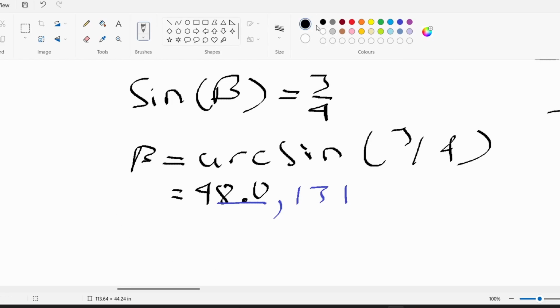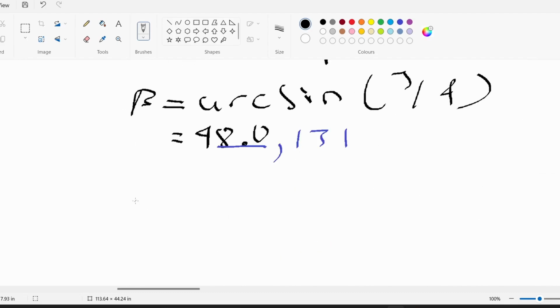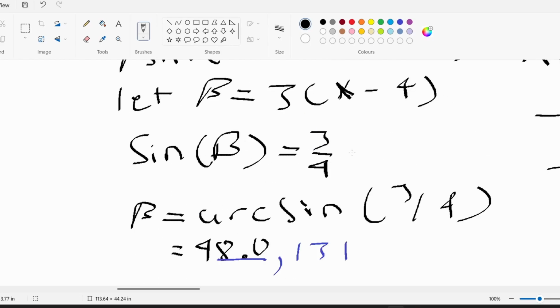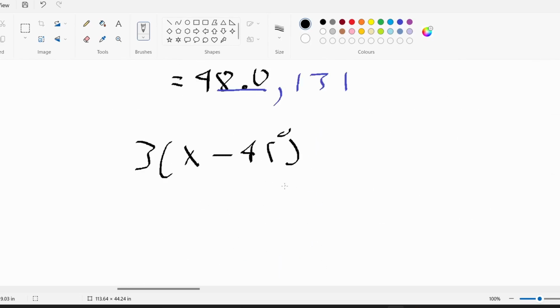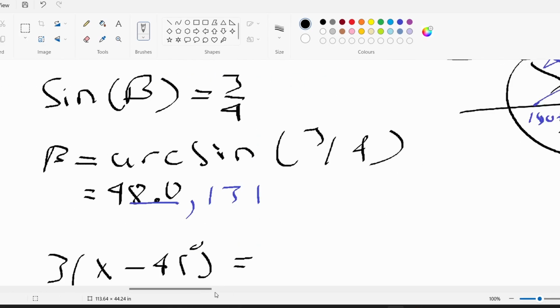Go back to black. Now we have to resubstitute in beta, which is 3x minus 45. Sorry, should be 45. And don't forget the degree symbol. Take marks off. And these repeat every 2 pi.